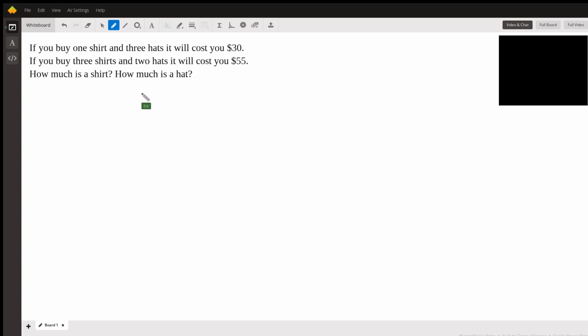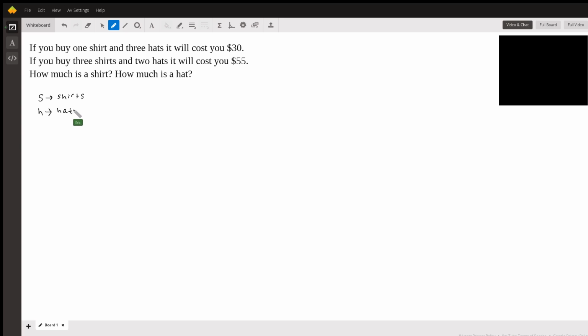So in this problem, we're going to be using two variables. One variable is going to represent our hats, and one variable is going to represent our shirts. And to solve for two separate variables, we need two separate equations called a system of equations. So let's start by defining our variables. So we know that we're dealing with shirts and hats. So let's just call S to represent our shirts, and we can call H to represent our hats.